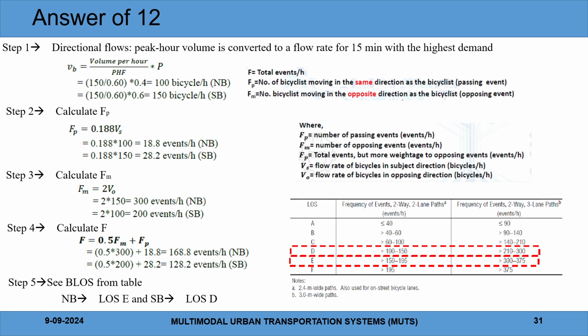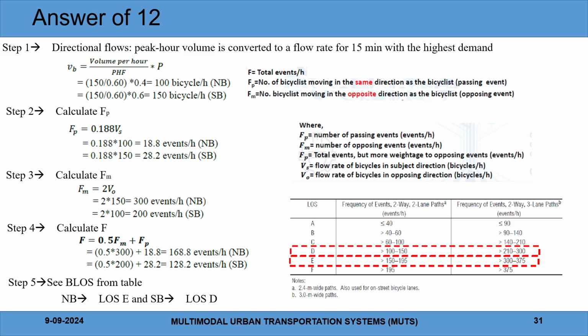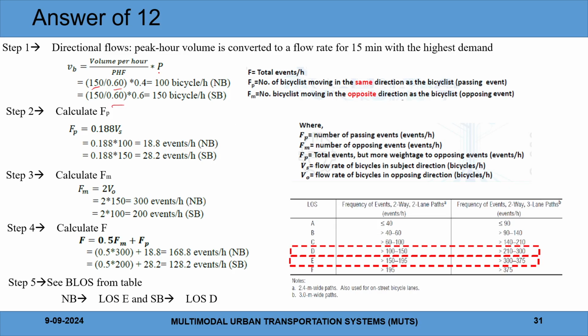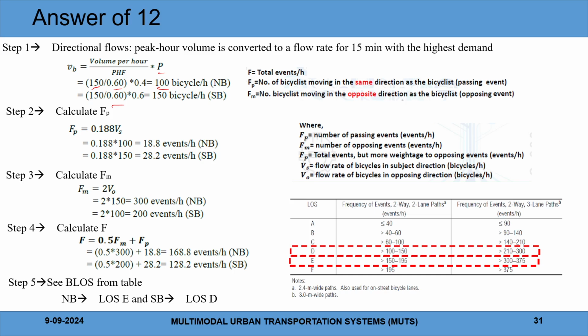The directional flow is given here. So it is given as peak hour volume 150, divided by peak hour factor, which is 0.6, and P, that is this directional split. For northbound it is given as 40 and southbound it is given as 60. So northbound it will be 100 and for southbound it will be 150 vehicles.